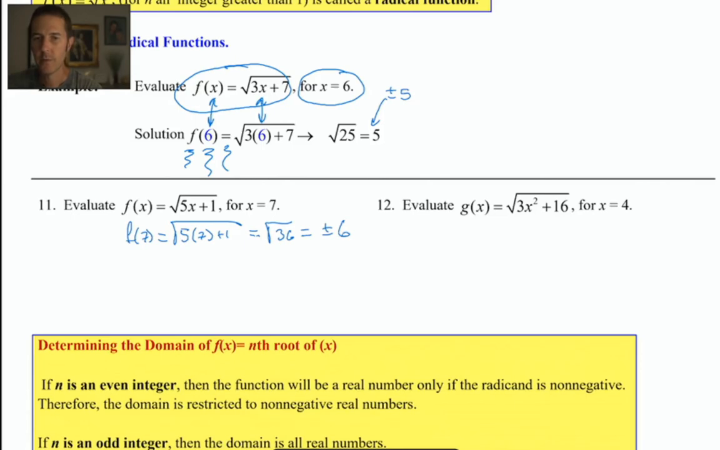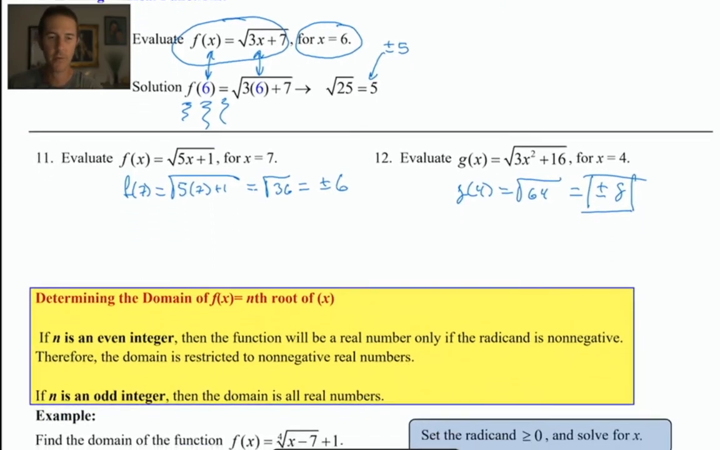Number 12. If you take the 4 and you square it, you get 16. So that would be 3 16s plus another one makes 4 16s. 4 16s is equal to 64. So g of 4 equals the square root of 64. What number multiplied by itself equals 64? I should have said what numbers multiplied by themselves equal 64. And the answers are positive and negative 8 would satisfy that statement.